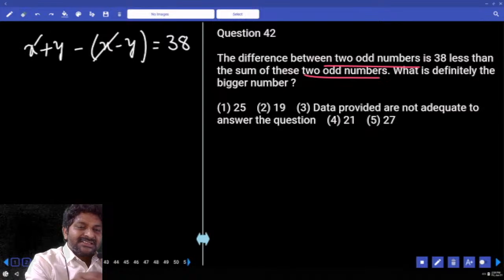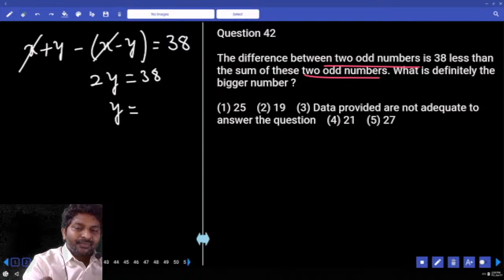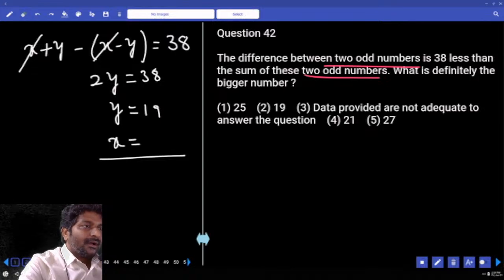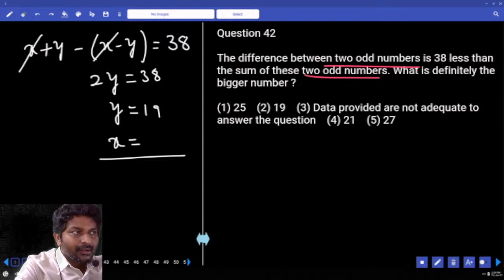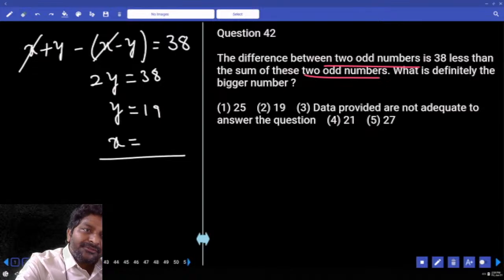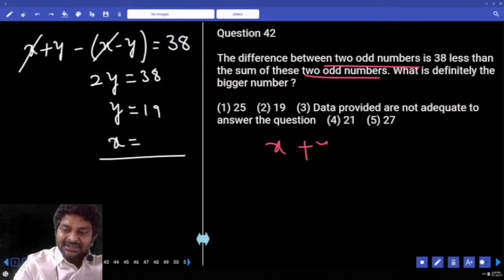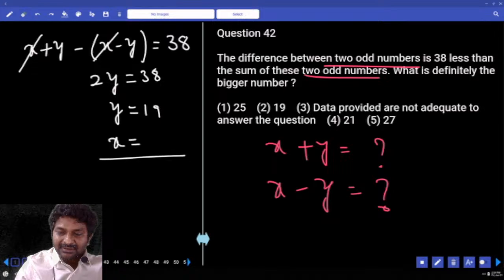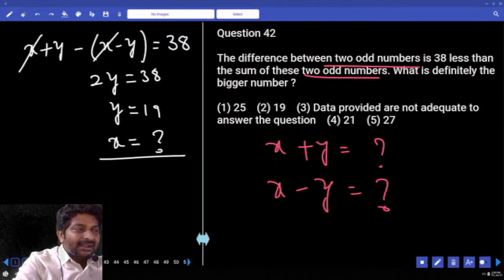Plus x minus x gets cancelled and you have 2y which is equal to 38. Then y is equal to? Now, can we calculate x value? How? Do you know what is sum of two numbers? Do you know at least difference of two numbers? Then can you calculate x value?